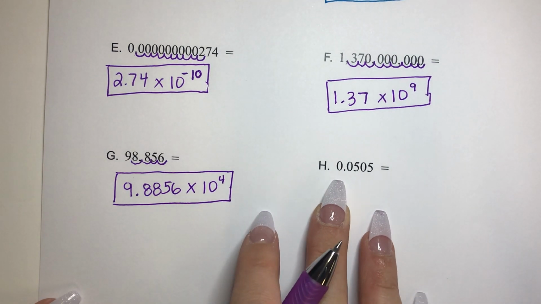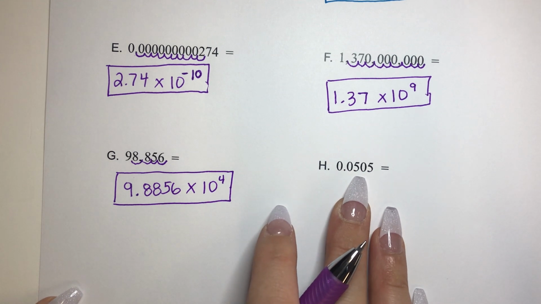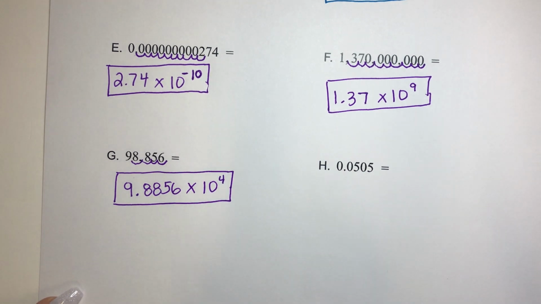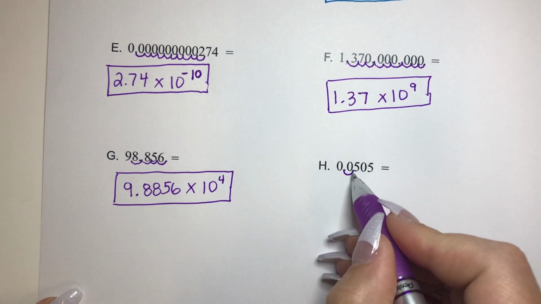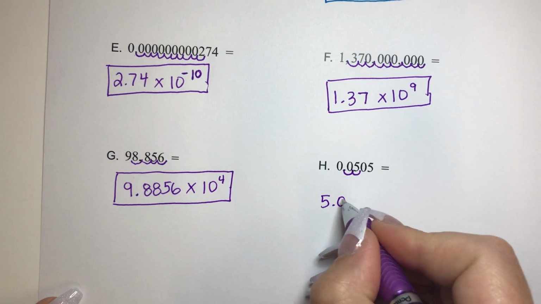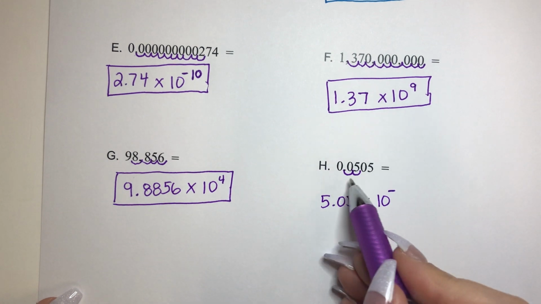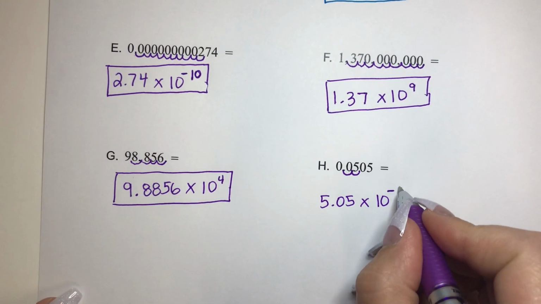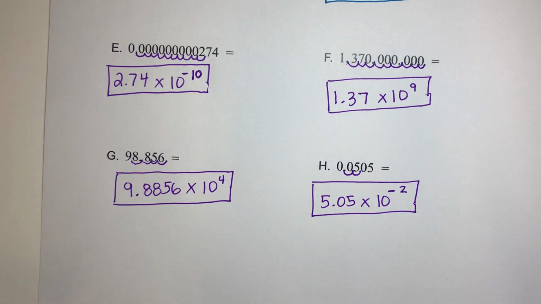Okay, on to this one. This is a small number, right? So it's going to be that negative exponent. We need a number between 1 and 10, so I need to move this decimal over here once and twice. Now it's 5.05, which is a number between 1 and 10, so that's perfect, times 10. It's a small number, so it's going to be negative, and how many loopies? 1, 2. And that's it. So if you got all of these right, wonderful job. If not, go ahead and fix your work so it looks like mine. All right, we'll see you in a little bit.